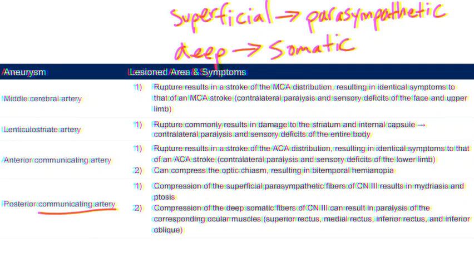This means the size of the aneurysm and degree to which it compresses the oculomotor nerve determines the patient's symptoms. Compression of the superficial parasympathetic fibers of cranial nerve 3 results in mydriasis and ptosis, and compression of the deep somatic fibers of cranial nerve 3 can result in paralysis of the corresponding ocular muscles.